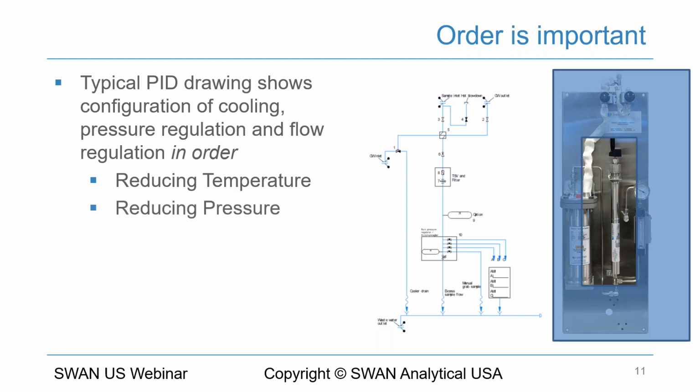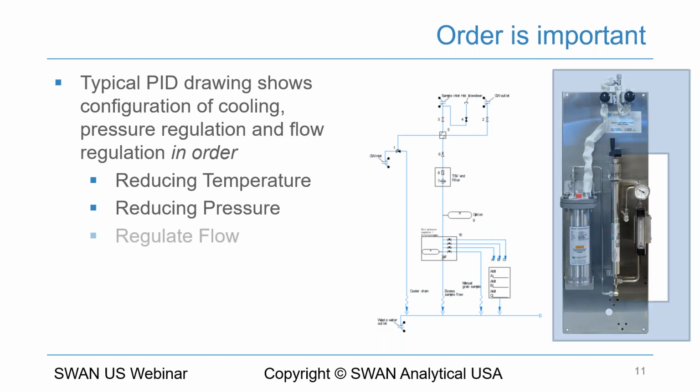And that would be reducing the pressure. In this case, we have a high pressure regulating valve. If this was a low pressure application, we would have a low pressure valve in that position. And then finally, after we've dropped the temperature and the pressure to the ranges that we need, then we need to regulate the flow so that we can maintain consistent performance to the analyzers.